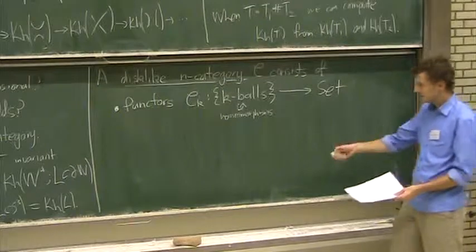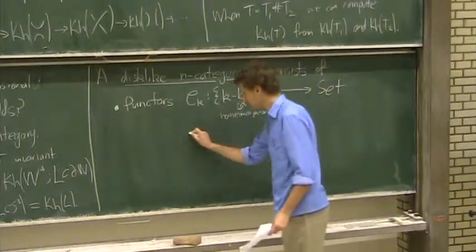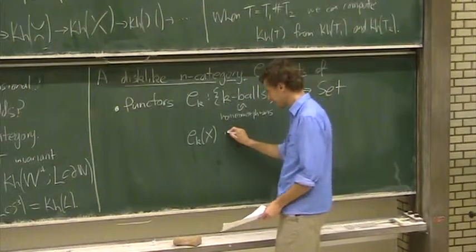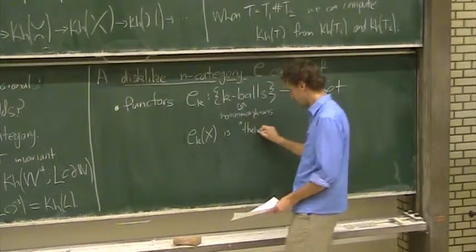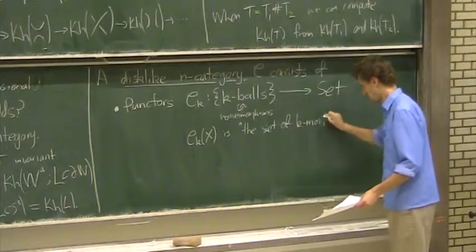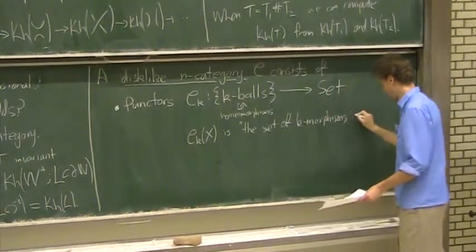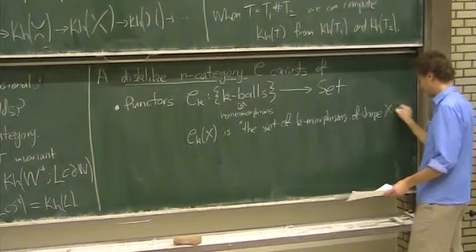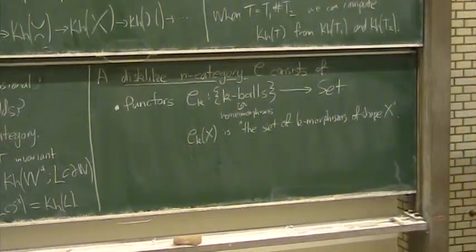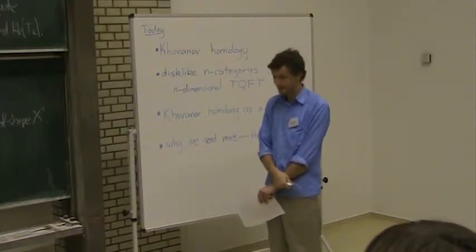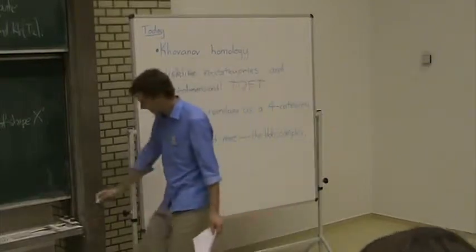Okay, so what is this? Well, what are these functions? Well, C_K of X, some K-ball, you should think of it as the set of K-morphisms of shape X.